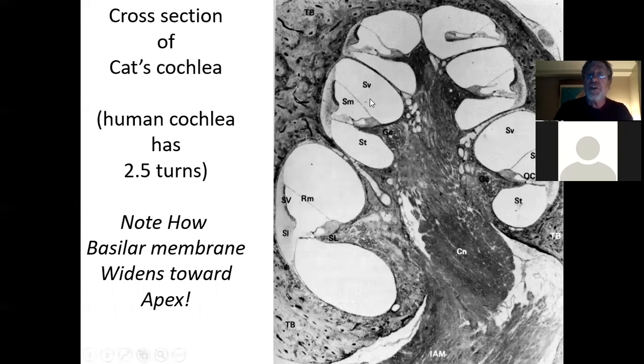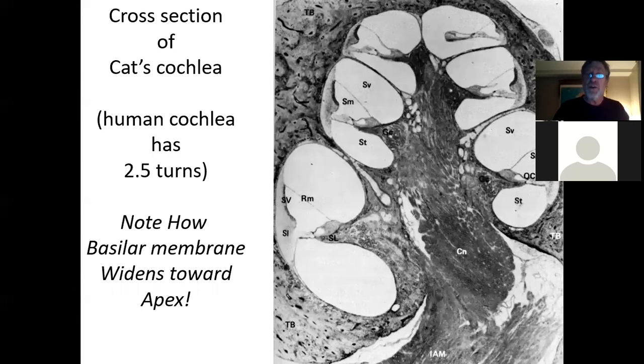Here it is again. Scala vestibuli, scala media, scala tympani. You'll see an RM here, Reissner's membrane, spiral lamina, spiral ligament, stria vascularis. We'll look at all of these terms. But take a look here too.